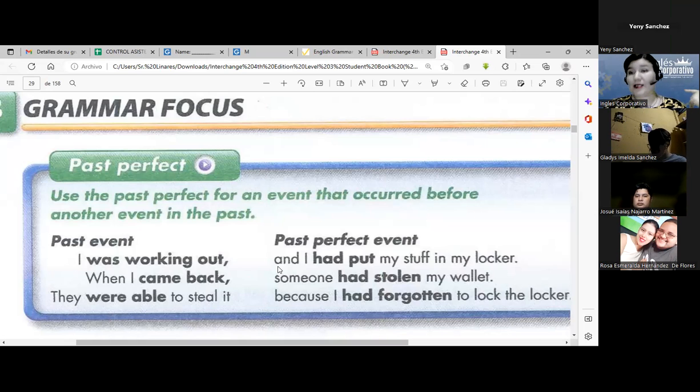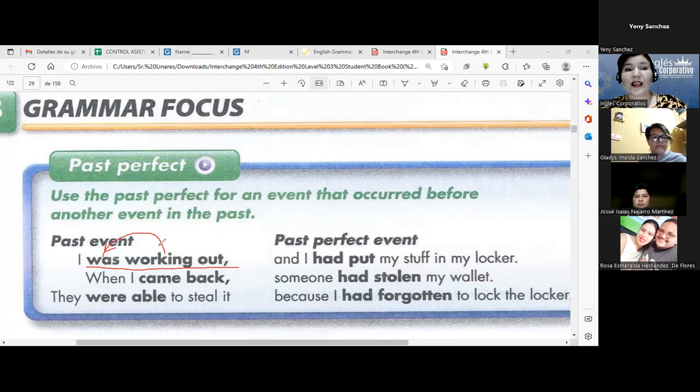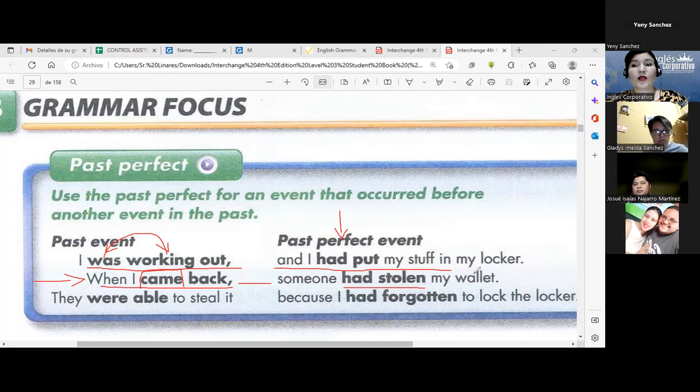When I came back, this is simple past, right? Here you have the three forms, as you can see here, and this is important for the ones that are watching this video and are not in class. Here we have past continuous. How do we know that it's past continuous? Because you have two different verbs. This is the auxiliary, and this is the main verb in the past. I was working out, this is past continuous, and I had put my stuff in the locker, this is past perfect. When I came back, this is simple past because you have the verb in the irregular form. I came back. Someone had stolen, right? This is another past perfect. What is the meaning of had stolen? Había robado. Alguien se había robado.